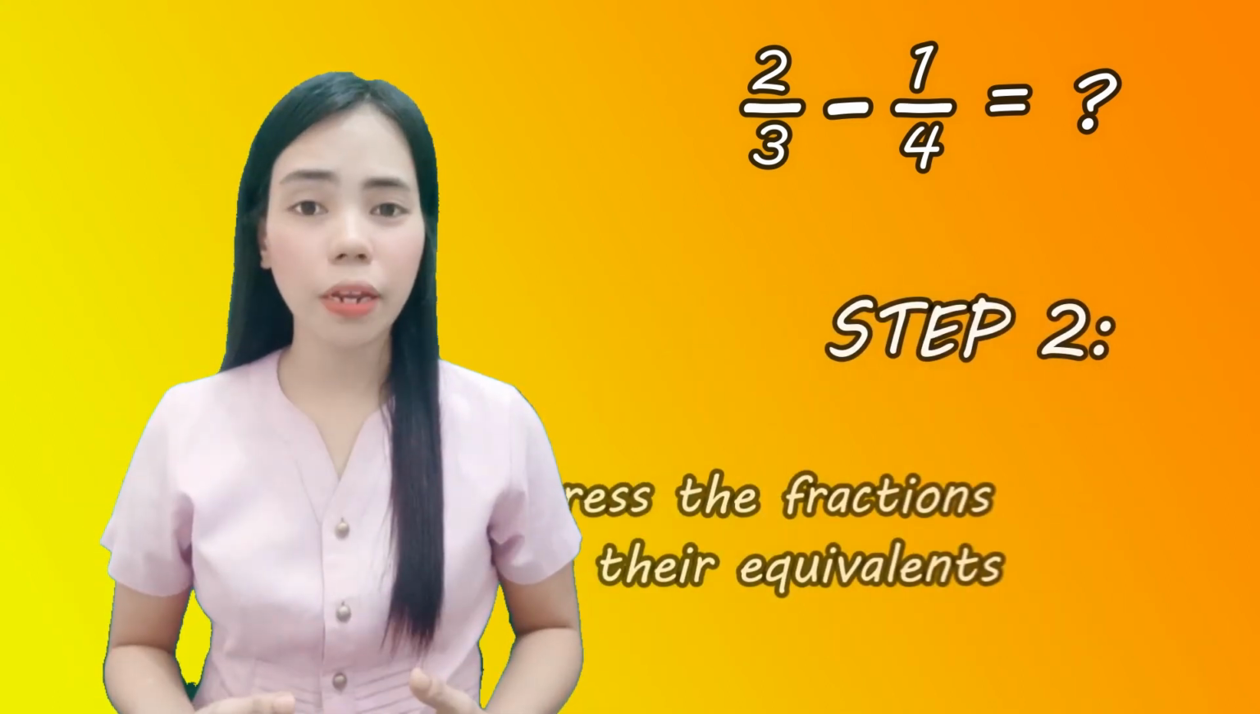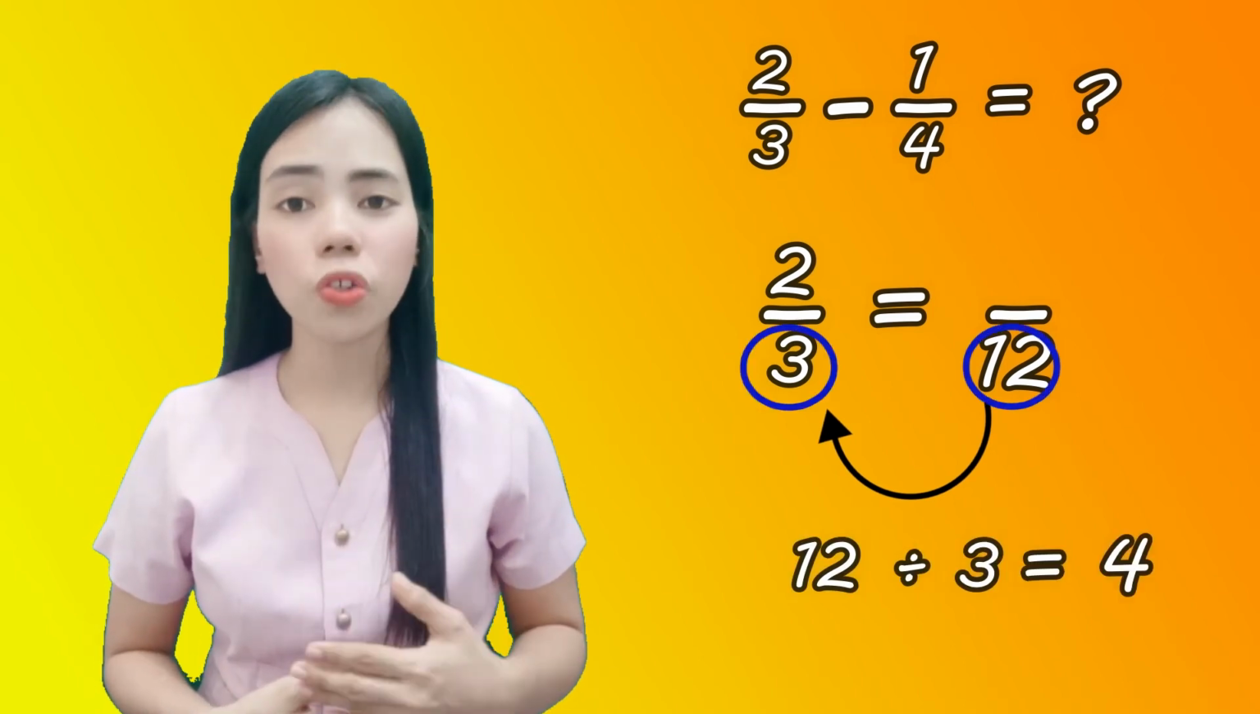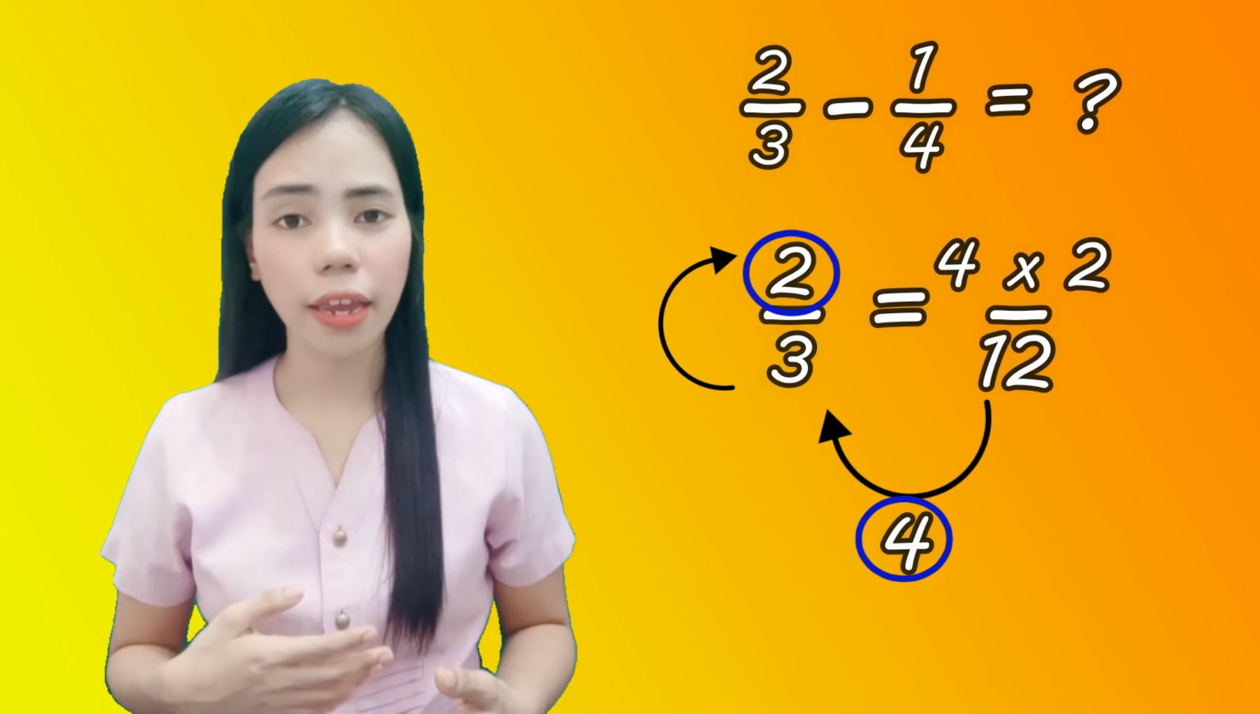To get the equivalent fraction of 2/3 with 12 as the denominator, divide first the denominators. 12 divided by 3. The quotient is 4. Then, multiply 4 by 2, and the product is 8. 8 will be the numerator and 12 the denominator. And we have 8/12.